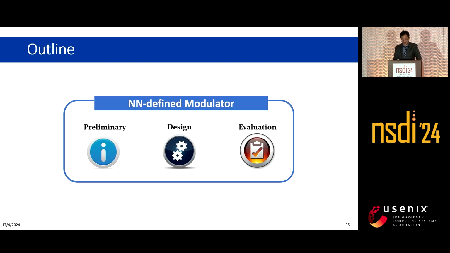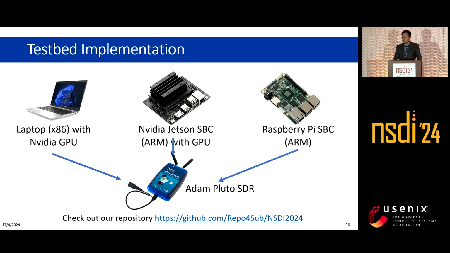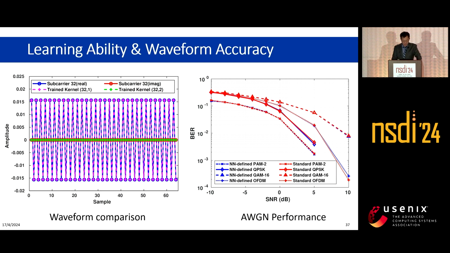And lastly, we take a look at our evaluation performance. This is our setup. We test on multiple computing platforms to generate a signal, and the signal can be sent through a lightweight SDR to test its performance over the air. First, we look at the waveform comparison. We can see the generated waveform is quite similar to the standard one. This is also backed up by the bit error rate comparison. In the bit error rate, we can see the performance over the air is also quite similar to the standard one.